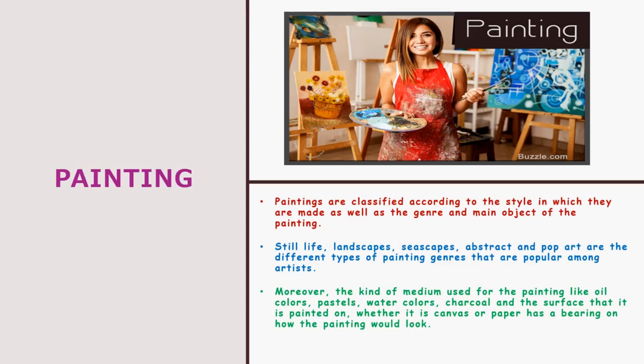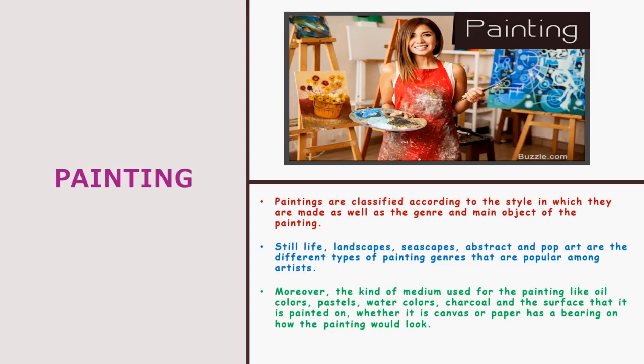Okay, so moreover, the kind of medium used for painting, like oil colors, definitely you all use that, isn't it? Oil colors you use, pastels you use, watercolors, charcoal, again that black thing, and the surface that is painted on, whether it is a canvas. So canvas is a thing that artists use to draw. You can see it in the image where she is standing. At the back side you can see a flower vase there. So that is a canvas. Okay, so you can use a piece of paper also to draw.